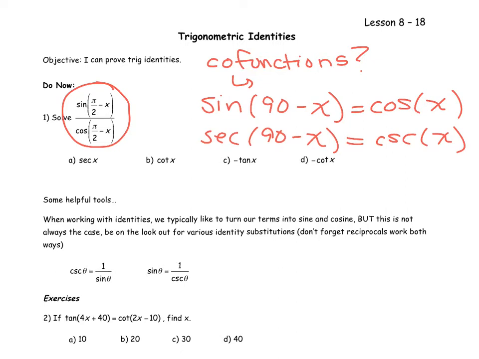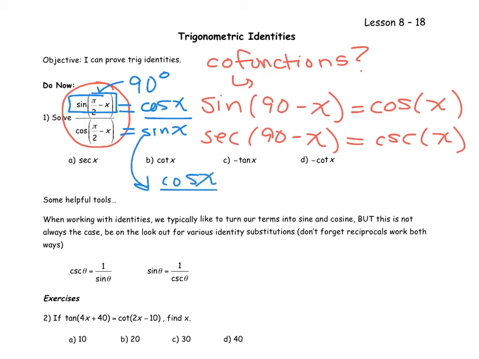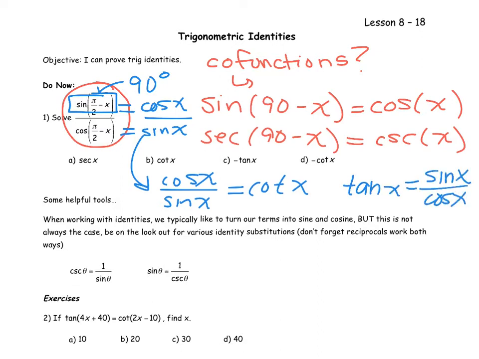In this situation, sine of pi over 2 is really just 90 degrees. So the sine of 90 minus x is the same thing as the cosine of x. And here, I have the cosine of 90 minus x, which is the same thing as sine of x. So cosine over sine is the same thing as cotangent, because if you remember, tangent is equal to sine over cosine. So this would end up being cotangent.